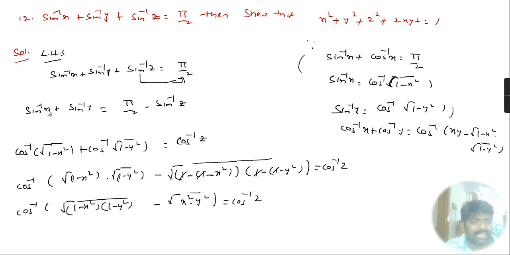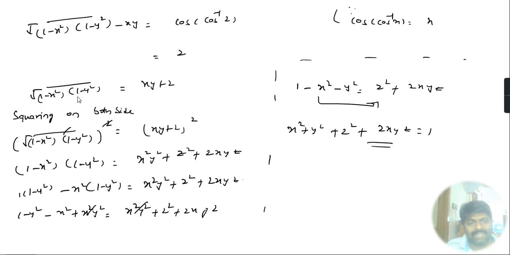And we apply the basic formula to sin inverse x plus sin inverse y. This can be written as cos inverse of root of 1 minus x square plus cos inverse of root of 1 minus y square equal to cos inverse of z. And we apply the formula cos inverse x plus cos inverse y, nothing but cos inverse of xy minus root of 1 minus x square into 1 minus y square. And we simplify, we get that root of 1 minus x square into 1 minus y square equal to xy plus z. So removing the root, we do the squaring on both sides and we simplify, we get that x square plus y square plus z square plus 2xyz is equal to 1.